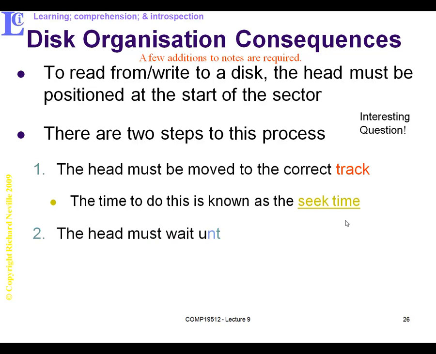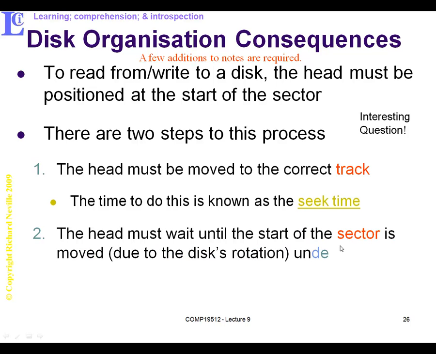Now step 2, we must wait and then move round. The cylinder itself will rotate, be at the right track, and it has taken a particular time, the seek time, but it then has to rotate to the correct sector. I'm just going to read this out again to make sure you get this explicitly. 2 steps to finding the data for reading and writing on a hard disk. The first, the head must be moved to the correct track. And the time to do this is known as the seek time.